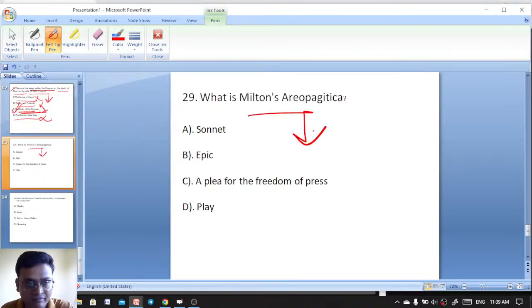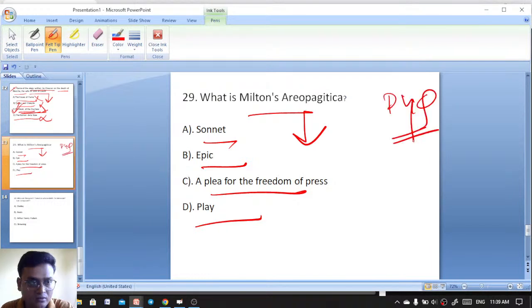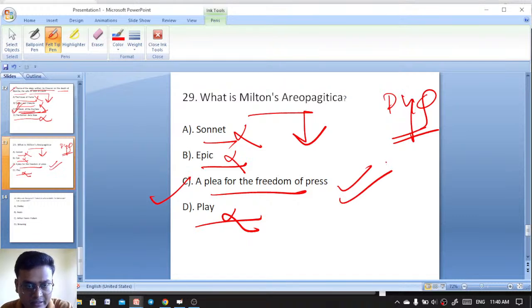What is Milton's Areopagitica? A sonnet, an epic, a play, or a plea for freedom of the press? After this slide, I am moving to the PYQ questions. I have another question left. So what is Milton's Areopagitica? It is a plea for the freedom of the press.